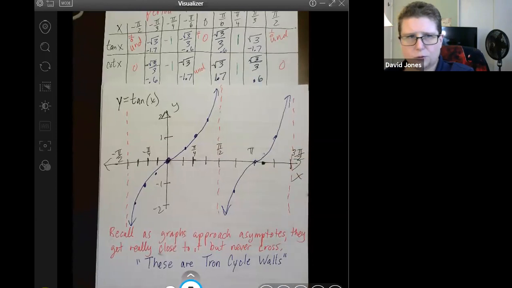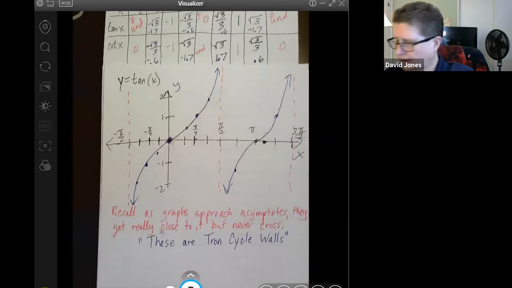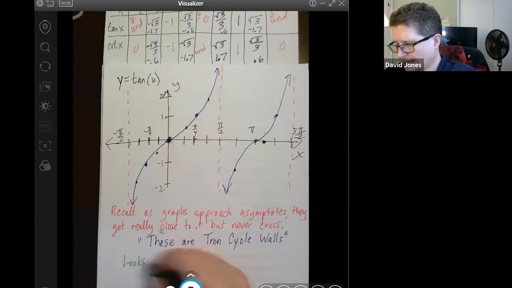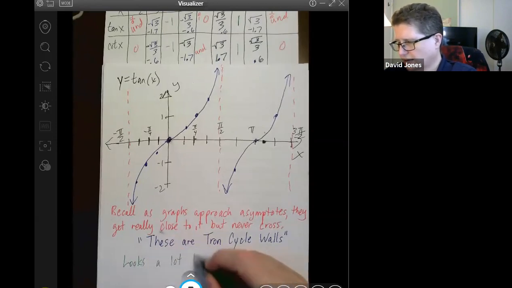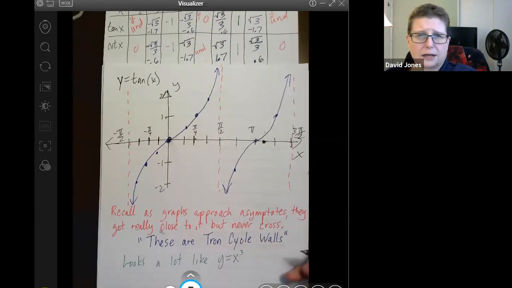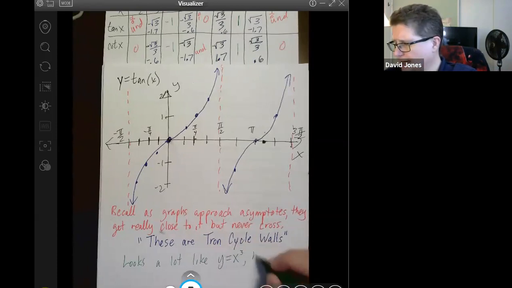So y equals tangent x looks a lot like y equals x cubed, but it keeps repeating because it's periodic.